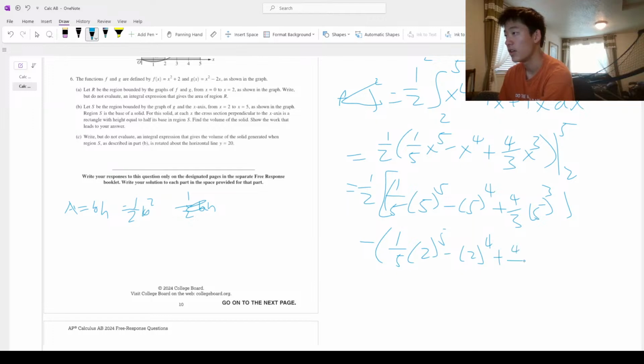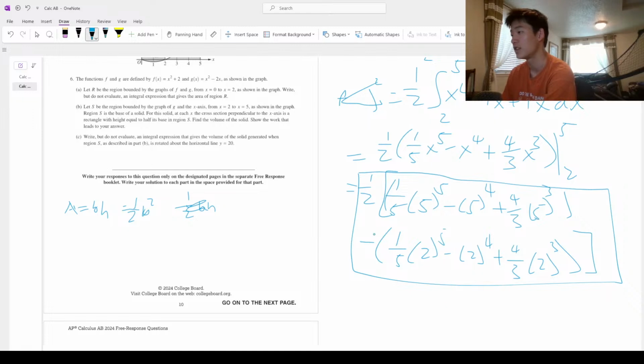Make sure you plug all these in correctly. That's all you have to do. You don't have to evaluate this. That would be an absolute nightmare. Box this up and you're done. This is what you're looking for.